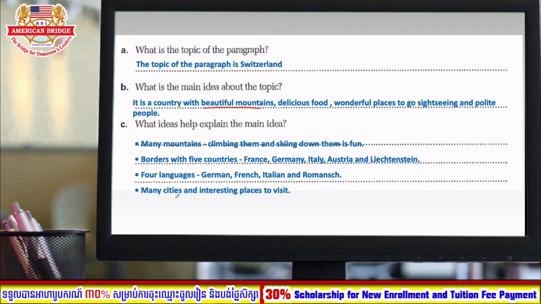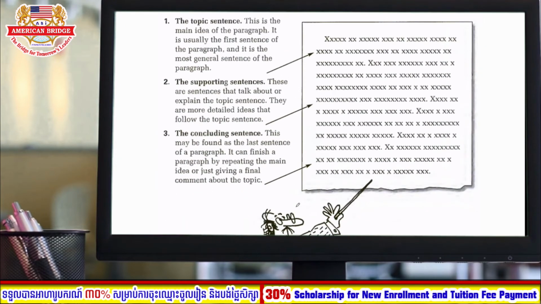4 languages and many cities and interesting places to visit. These are the information that talk about the topic of the paragraph and support the main ideas. So as you already know the definition of the paragraph, what are the main parts in the paragraph? Actually, there are 3 main parts in the paragraph.